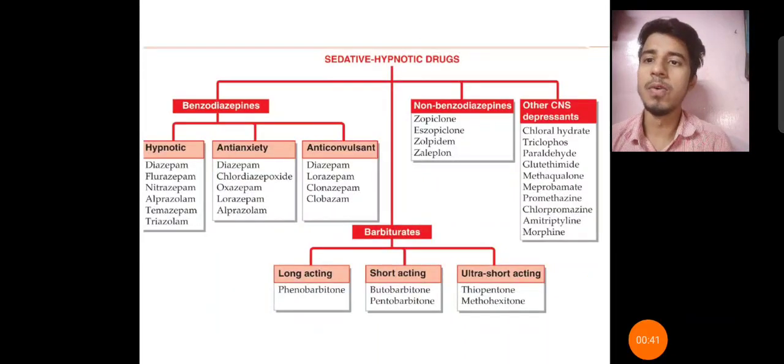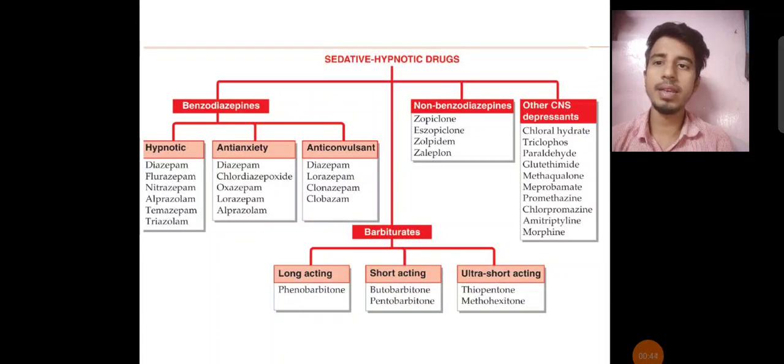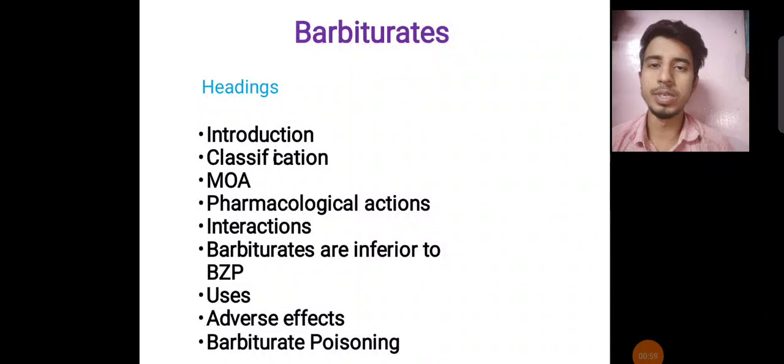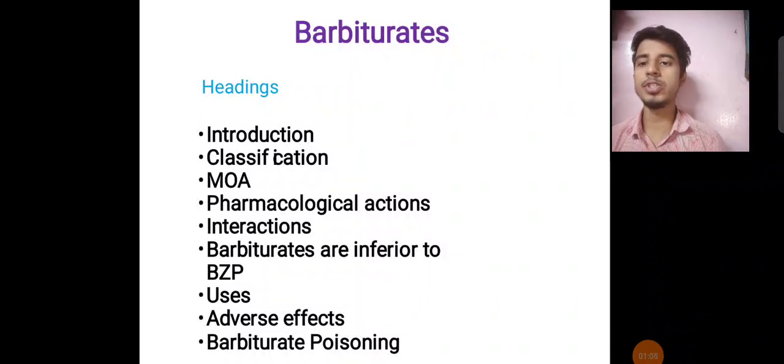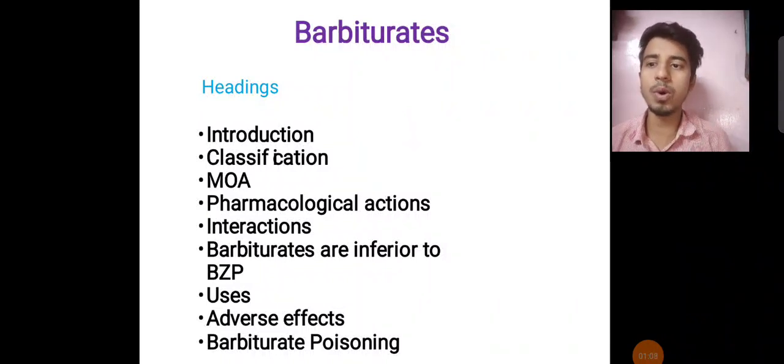What are the drugs? Sedative hypnotics include benzodiazepines, barbiturates, non-benzodiazepines, and other CNS depressants. Let's study one by one the barbiturates and benzodiazepines. The first one is barbiturates. We will study introduction, classification, mechanism of action, pharmacological action, interaction, and why barbiturates are not preferred over benzodiazepines, and their uses, adverse effects, and what is barbiturate poisoning.